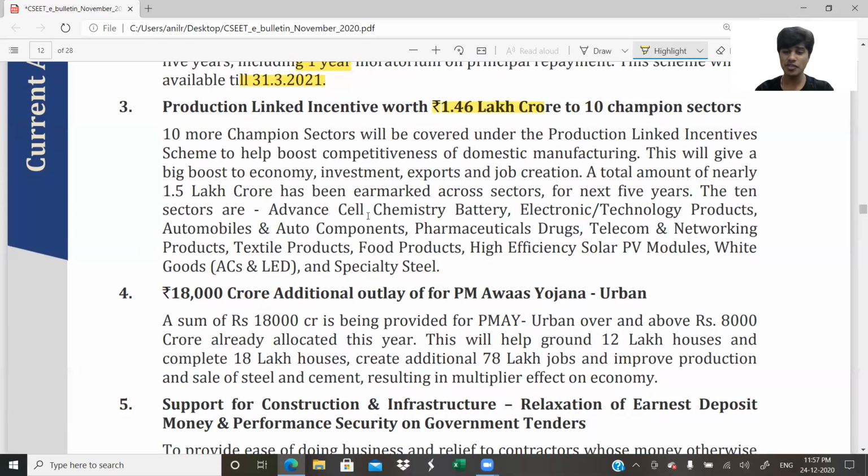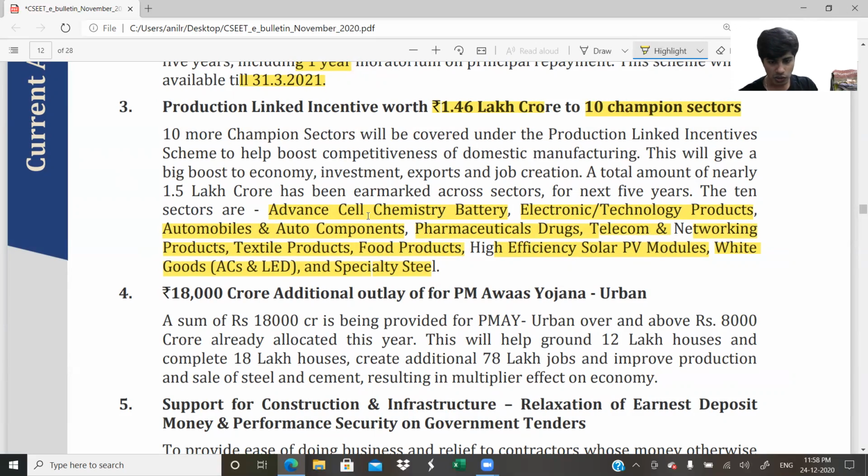10 sectors have been specifically highlighted. What are the 10 champion sectors? First one is advanced cell chemistry battery, and then electronic technology products, automobiles and auto components, pharmaceutical drugs, telecom and networking products, textile, food products, and high efficiency solar PV modules. Yeah, we are leading in solar energy generation as a country. White goods, AC, LEDs, specialty steel. For these particular sector companies, the government has announced 1.46 lakh crore incentive.